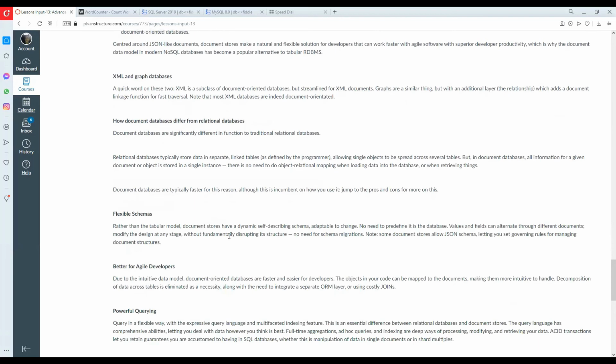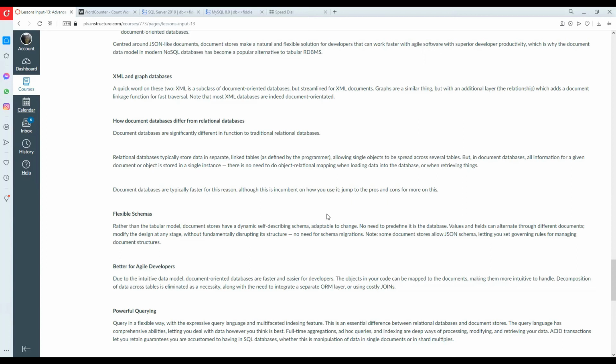XML and graph databases, a quick word on these too. XML is a subclass of document-oriented databases, but streamlined for XML documents. Graphs are a similar thing, but with an additional layer of relationships, adding a document linkage function for fast traversal. Note that most XML databases are indeed document-oriented.